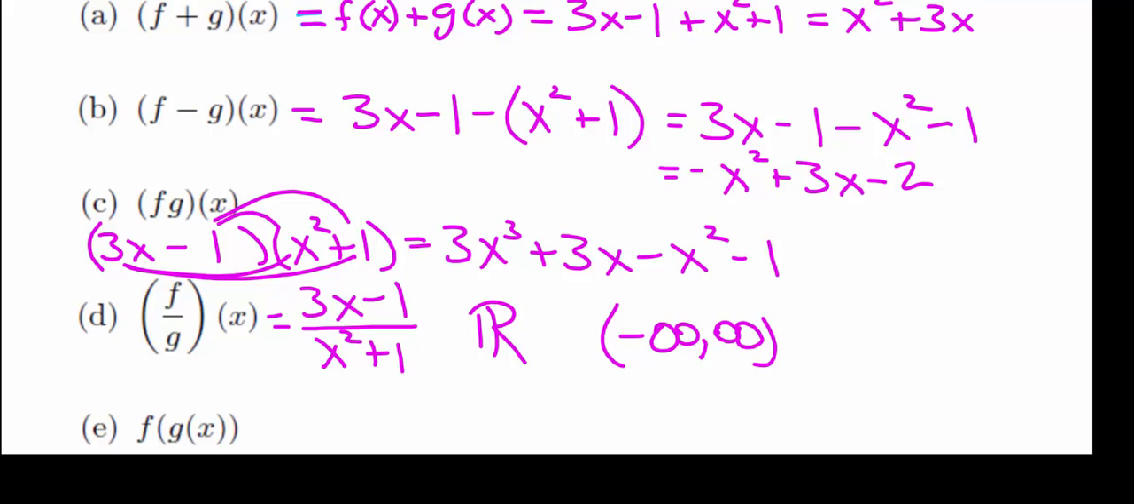Now, on this one, composite function. The outside function is f, so we've got 3 blank minus 1. And inside this blank is x squared plus 1. Yeah, and we could finish it off.